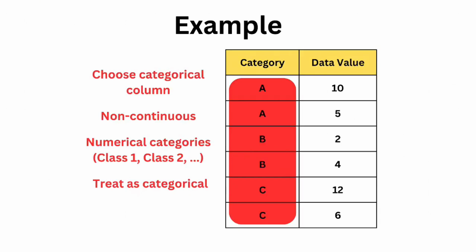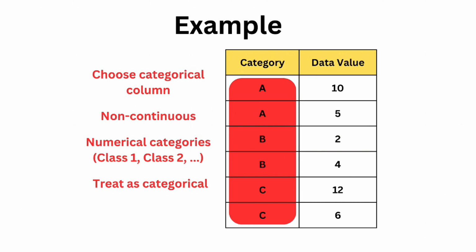The first is this category column. We need to choose a categorical column to perform the group by on. That is to say, categorical columns are non-continuous, or at least we're treating them as non-continuous for the sake of the group by. Now, something to keep in mind is these can actually still be numerical, such as cabin class categories on a ship, class 1, 2, 3, and so on.